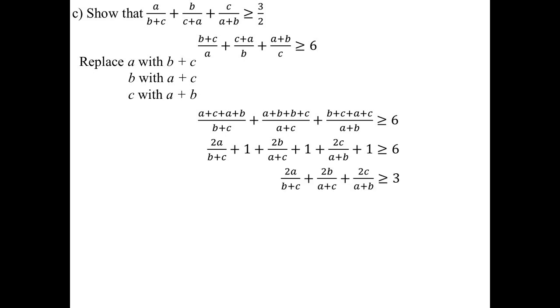Ooh, look at the first fraction. I've got a B plus C over a B plus C. Well, that's 1. Look at the second fraction. I've got an A plus C over an A plus C. Well, that's 1. And look at the third one. Yep, there's a 1 there as well. So really, I've got that. Oh, well, let's move the 3 over to the other side. Divide everything by 2. We have our inequality.